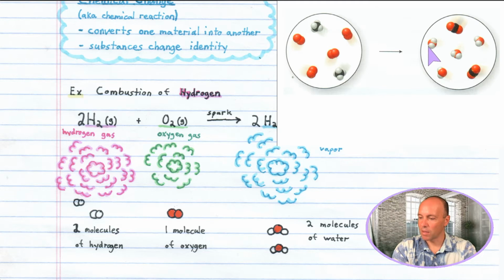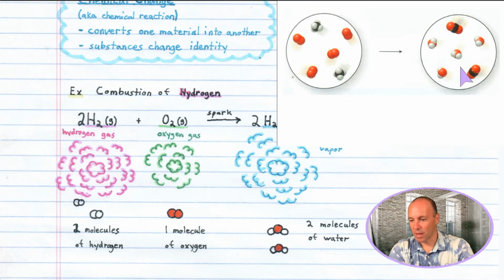And in the products, you end up with 4 molecules of water, 1, 2, 3, 4, and 2 molecules of carbon dioxide. That's carbon and 2 oxygens. Now, without even knowing what these molecules represent, you should be able to classify this picture as a chemical reaction because you have different particles on the left versus on the right.